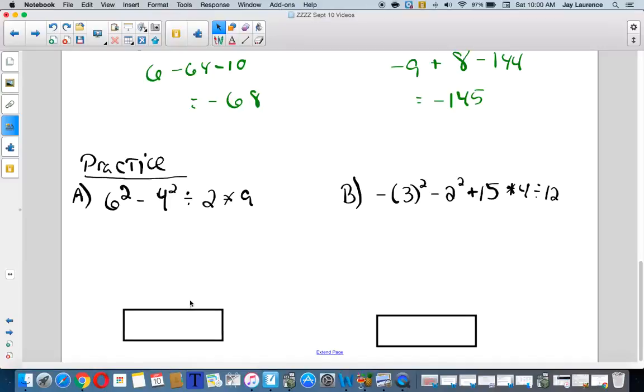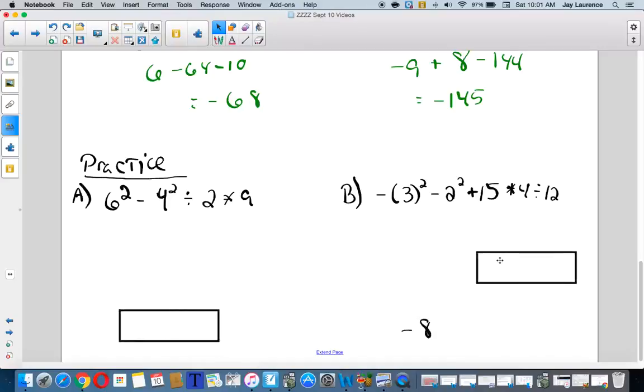Here's the solution for the first one. Negative 36. And the answer to the second one is negative 8. Forgive me, I said solution. They really should be the answers.